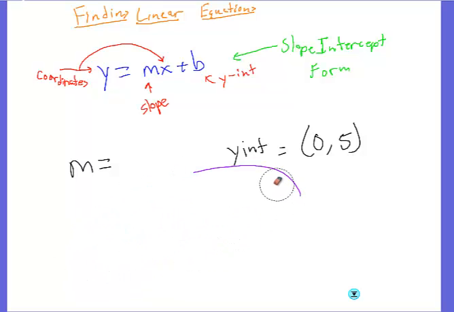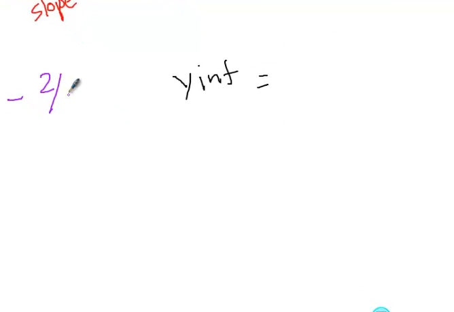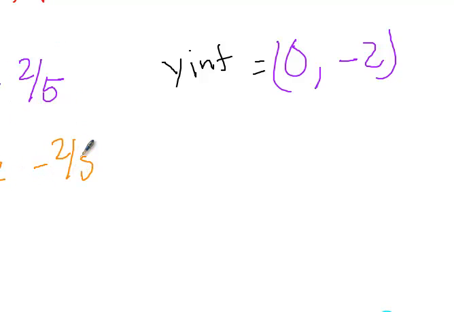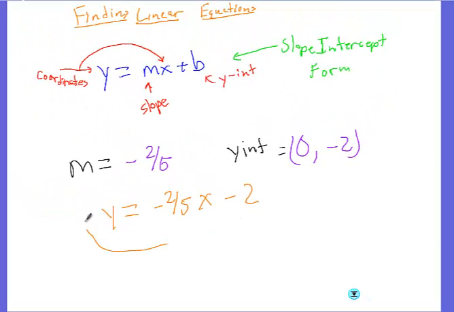Let's say that your slope is negative 2/5, and your y-intercept is (0, negative 2). Again, if I give you the slope and y-intercept, that should be very exciting to you because it makes your life very simple. All you have to do is substitute in for m, negative 2/5, and b, for this one, negative 2. Bada bing, bada boom, we're done. y equals negative 2/5 x minus 2. Now, of course, it's going to get harder, so those are the easy ones.